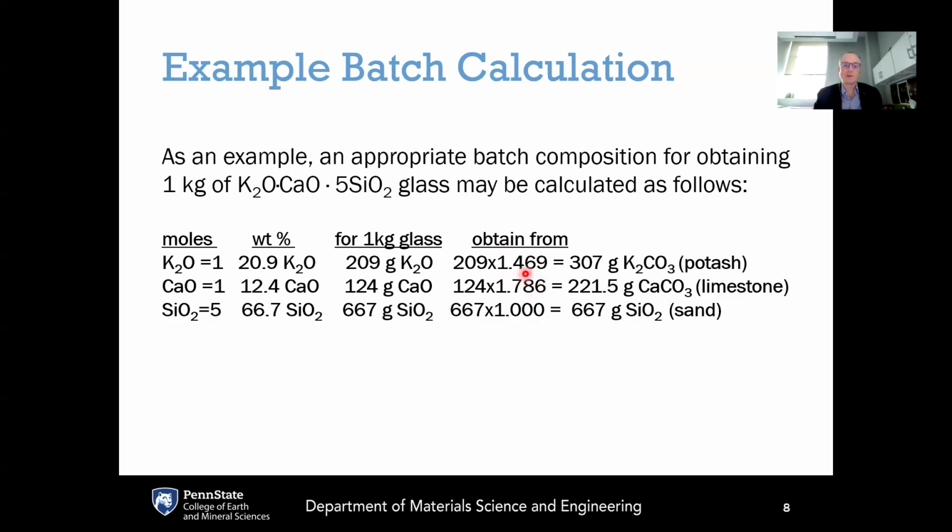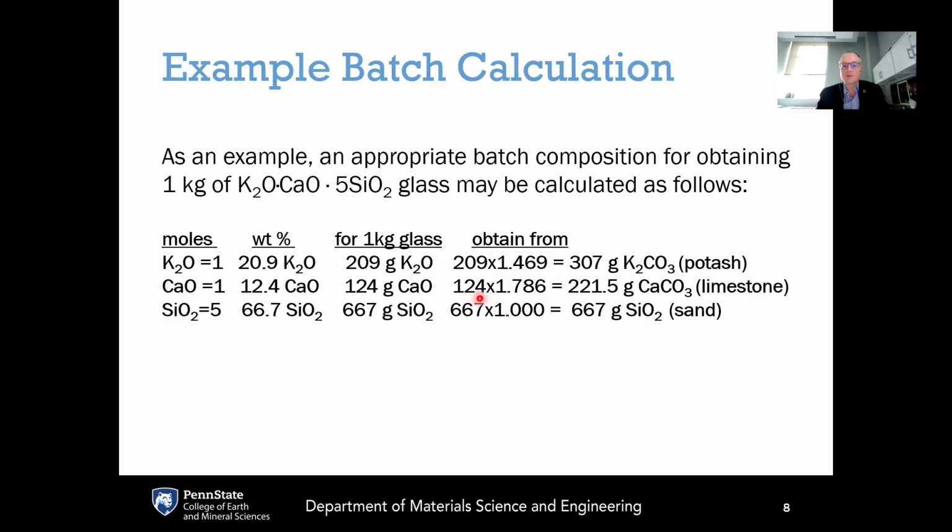So we would need to either divide by the batch factors that are less than 1 from the previous table, or conversely just multiply by their reciprocal, which is what is being done here. So if we want to get 209 grams of potassium oxide, we multiply by this batch factor of 1.469, which means that we need 307 grams of potassium carbonate in order to get 209 grams of potassium oxide.